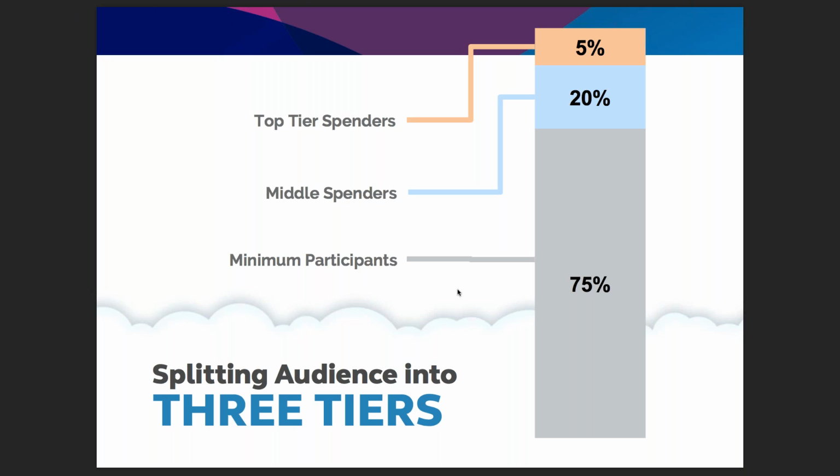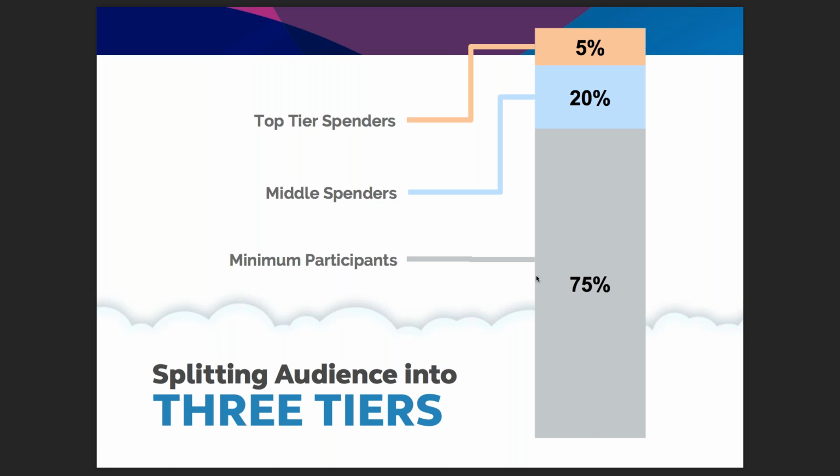So this is what we've come up with in terms of our recommendation for how to split up your audience, right? You have your top tier spenders, which is the top 5% of spenders. You have your middle spenders, which is that middle 20%, and then you have your bottom minimum participants. It's usually 75% of the audience. These are really easy people to find.